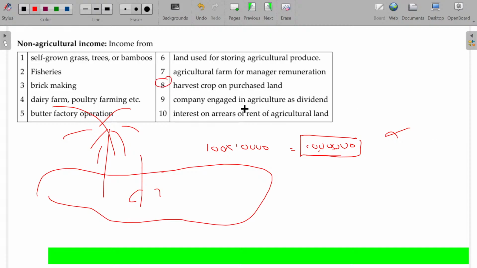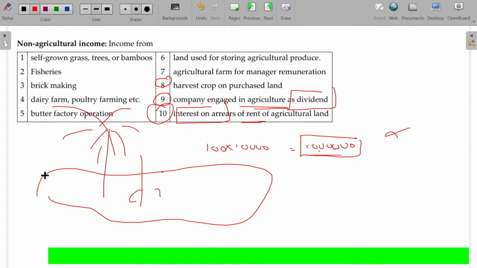A company engaged in agricultural business that offers dividend, that is also not considered as agricultural income. Interest on arrears of rent of agricultural land: any rent you have to recover from letting out your agricultural land, pending for a long period, so you charge interest for that. Rent is exempted, but for the delayed recovery, any interest you charge is not going to be exempted. Hope you now understand what is called non-agricultural income.